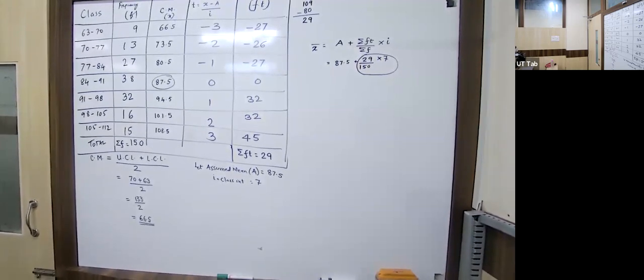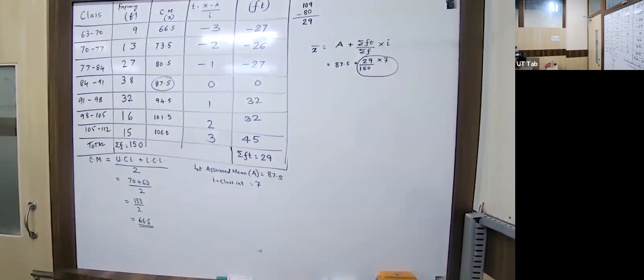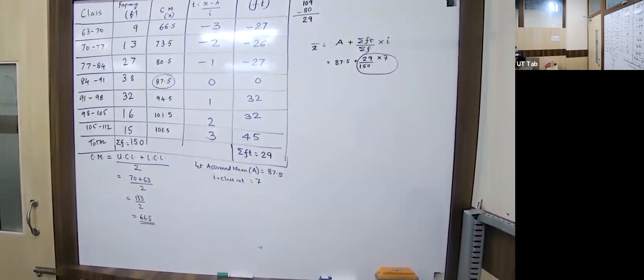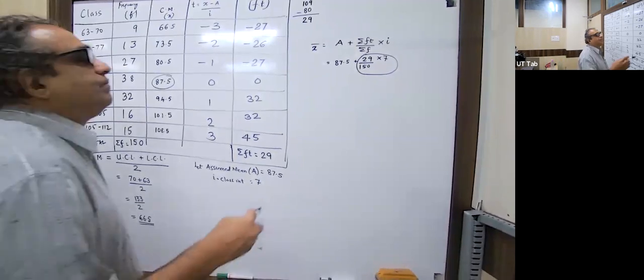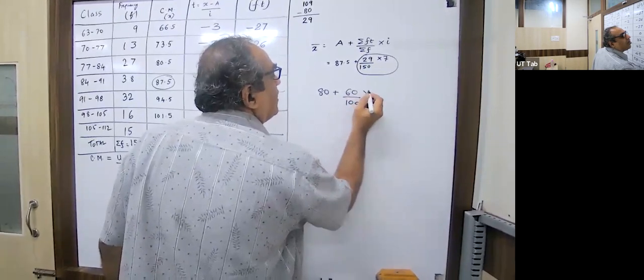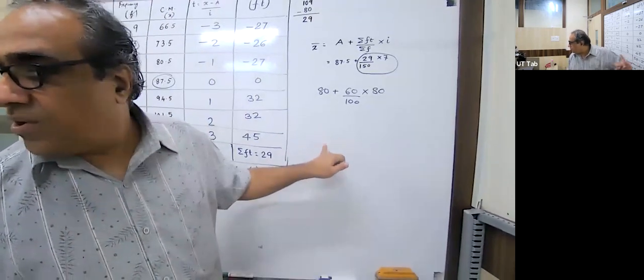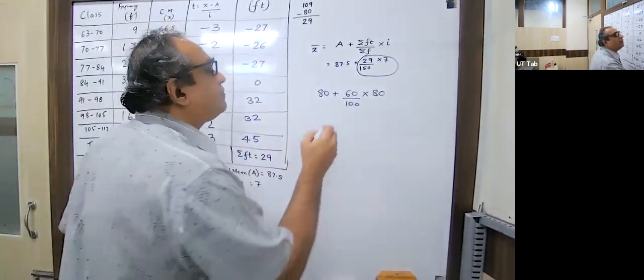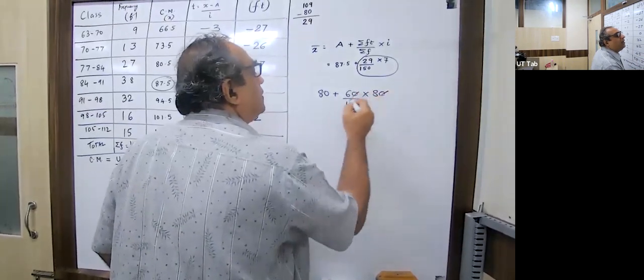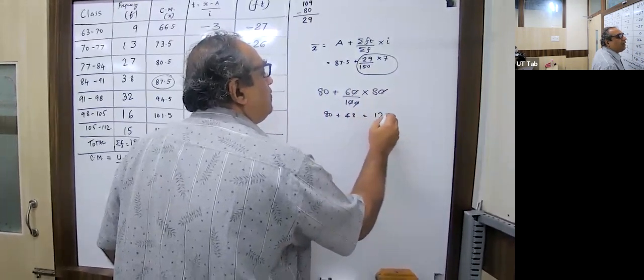But look at the second question. If the wages per day in each category are increased by 60%, what is the new mean wage? Now he has got the mean as 80. Now she is increasing the salary of each person by 60%. So 80 plus 60 upon 100 into 80, that is 80 plus 48. So the new mean wage would be rupees 120.